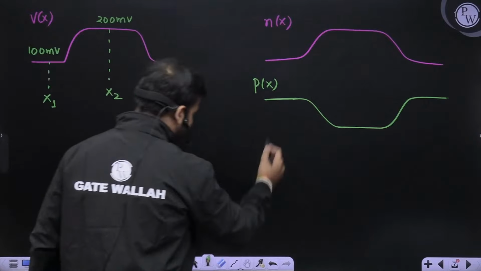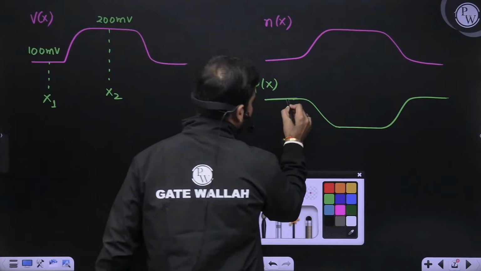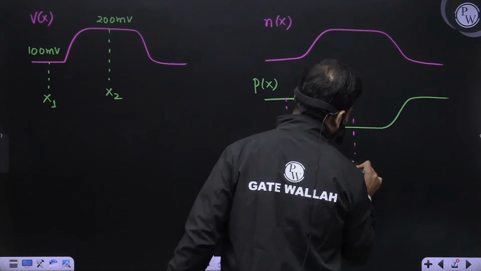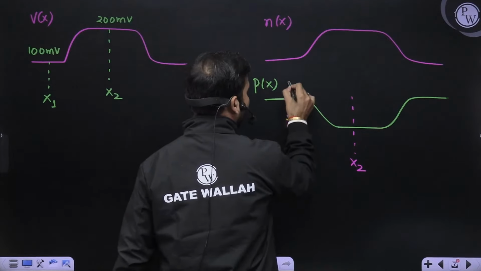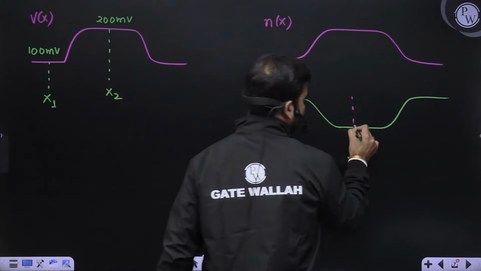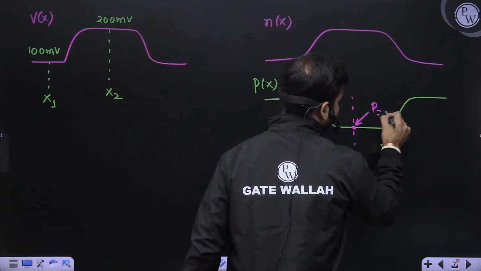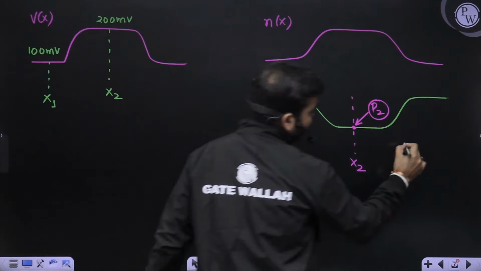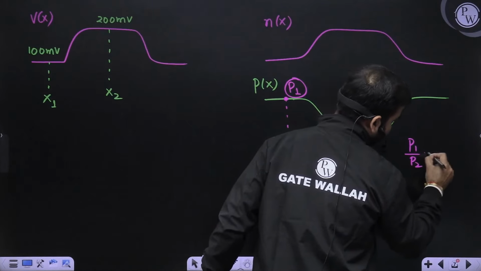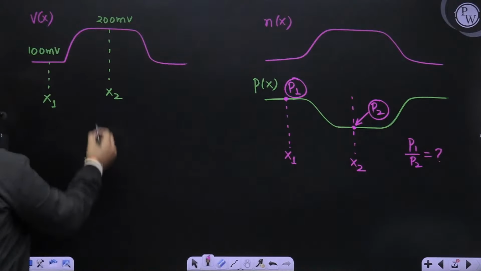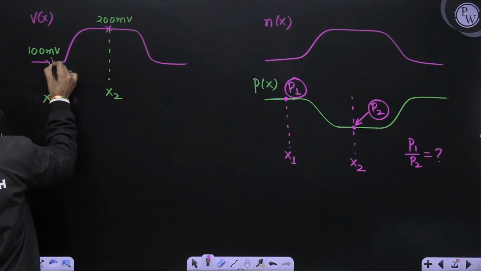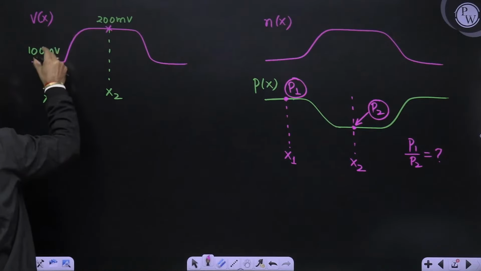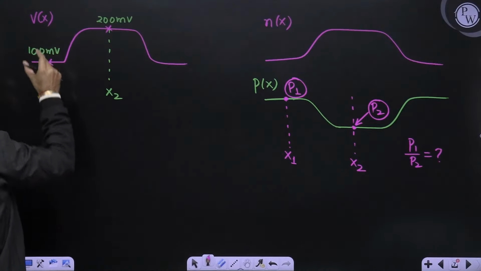Meaning that here you have some point x1 and here some point x2. So obviously here the holes concentration will be some P1, and here the holes concentration will be P2. You have to find the ratio P1 by P2. What is the potential difference between this point and this point, my dear friend? It is 200 millivolt minus 100 millivolt, that is 100 millivolt.